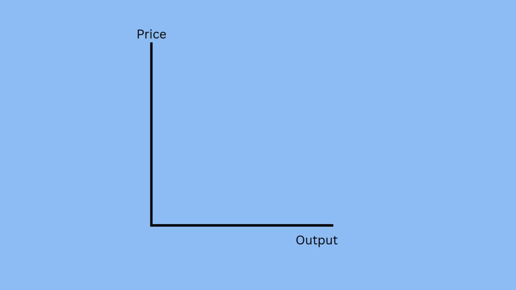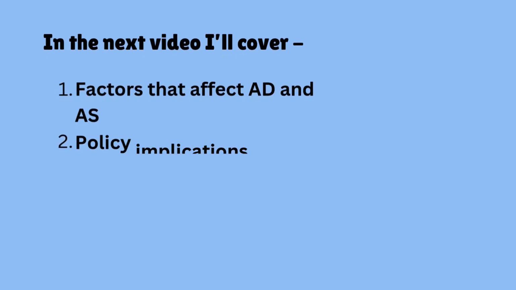So now we have our aggregate demand and our aggregate supply. Our aggregate supply is a straight line parallel to the y-axis. Our aggregate demand is a downward sloping curve. In the next video, I'll be covering the factors that affect aggregate demand and aggregate supply. I also cover the policy implications of the classical theories.